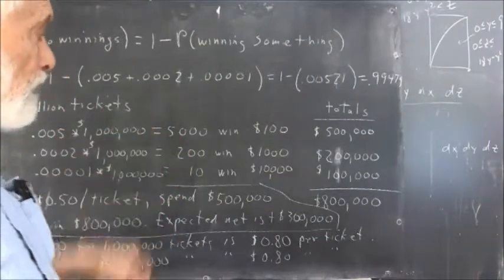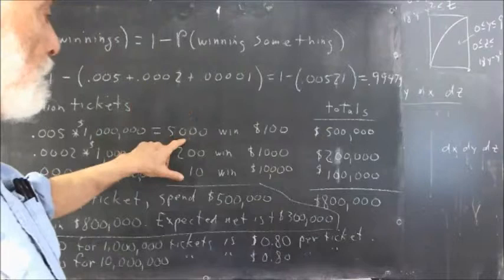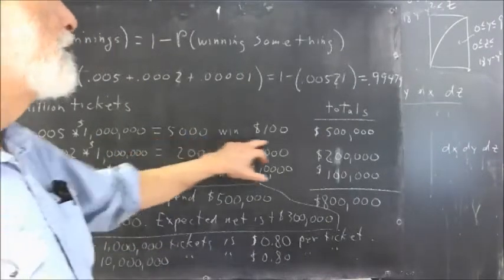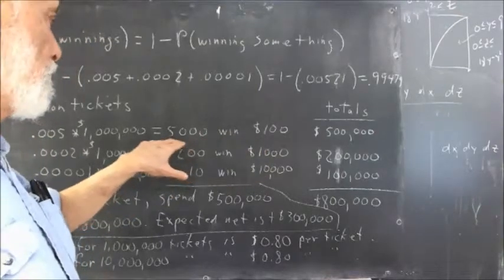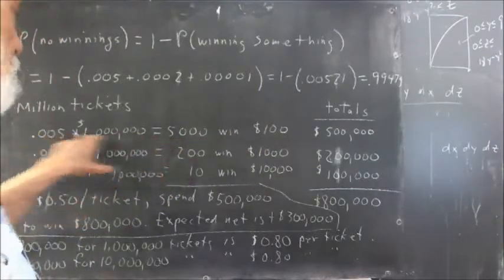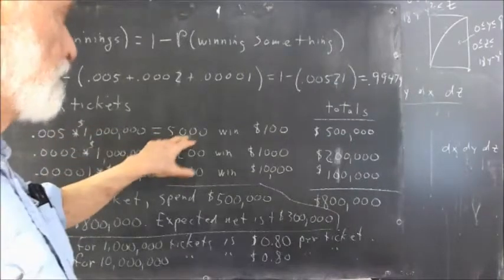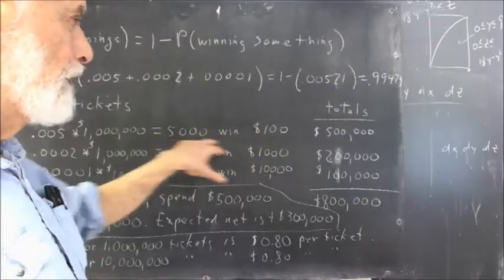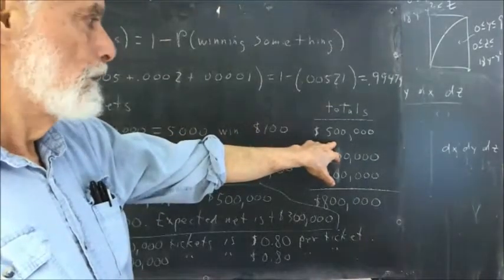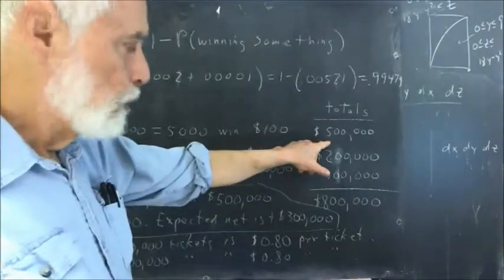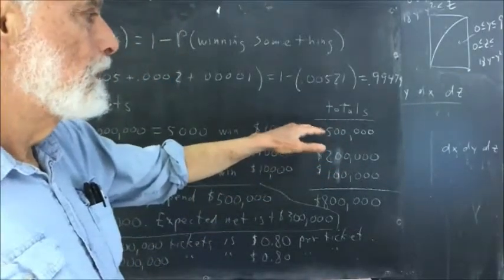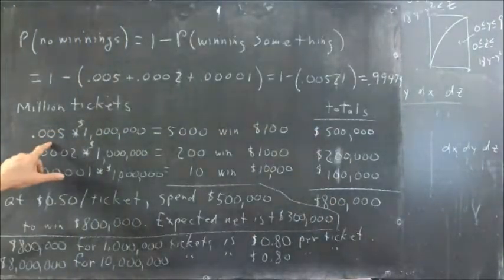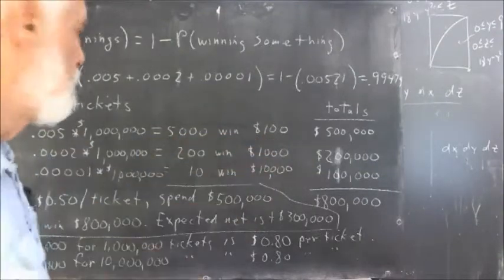4,990, 5,015 would be almost as probable as 5,000. But that's kind of the average that you would expect, the average number of times you would expect to win on a 1,000,000 ticket purchase. Okay, so you would win $100 5,000 times. Well, that would be $500,000. So your expected winnings, the number that you might go a little over, a little under, would be $500,000 on $100 hits.